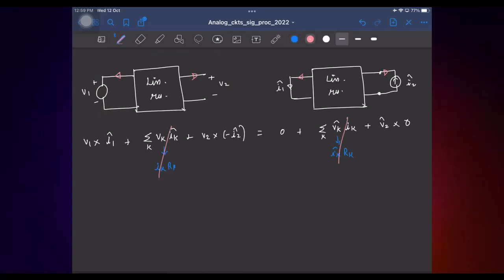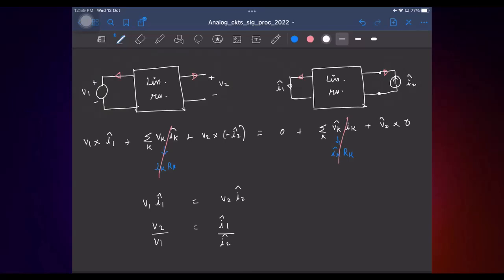Fine. So what do you end up with? You have V1 I1 hat. This. Fine. So if I take V2 by V1, that will be same as V1 by V2.